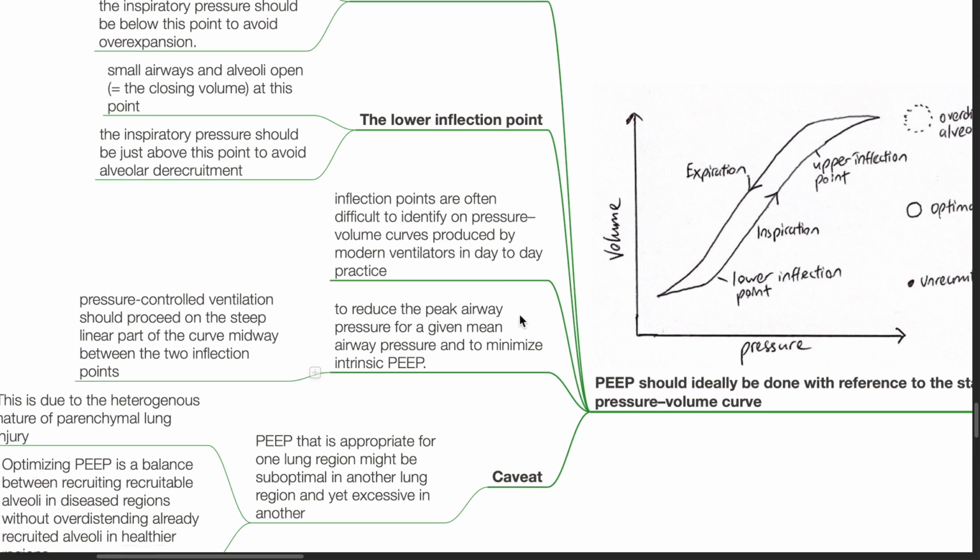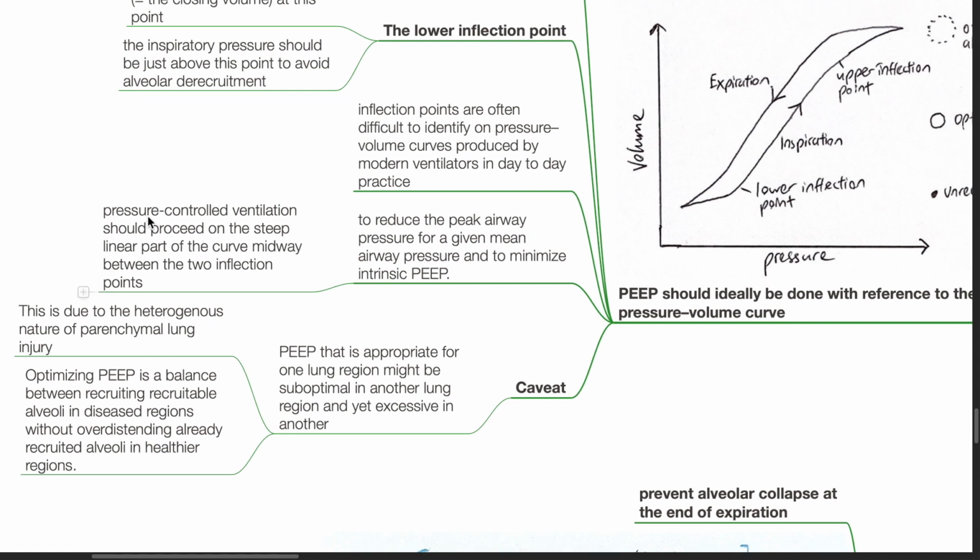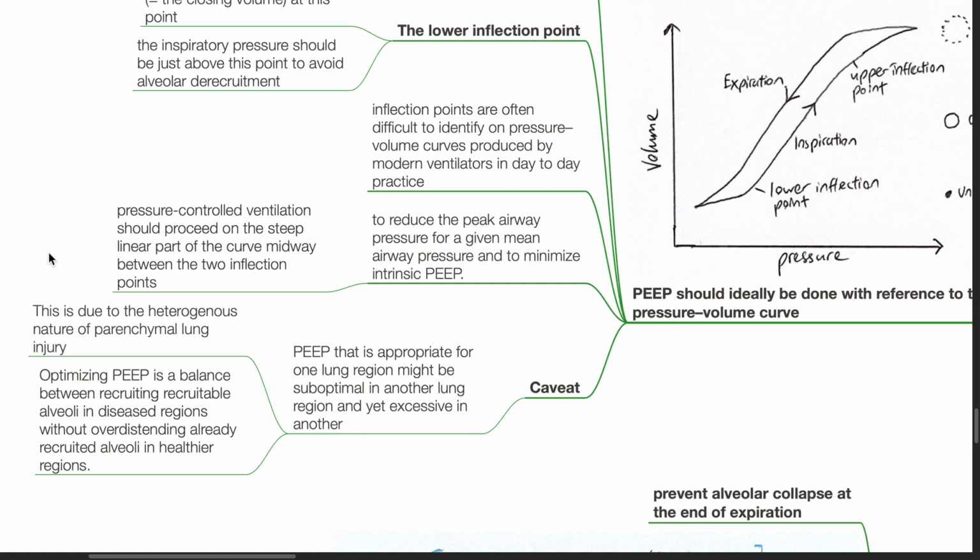To reduce the peak airway pressure for a given mean airway pressure and to minimize intrinsic PEEP, pressure-controlled ventilation should proceed on the steep linear part of the curve midway between the two inflection points. Caveat: PEEP that is appropriate for one lung region might be suboptimal in another lung region and excessive in another lung region. This is due to the heterogeneous nature of parenchymal lung injury. Optimizing PEEP is a balance between recruiting recruitable alveoli in diseased regions without over-distending already recruited alveoli in healthier regions.